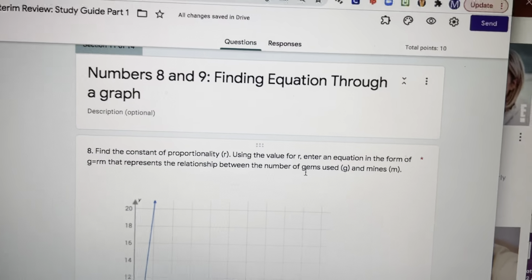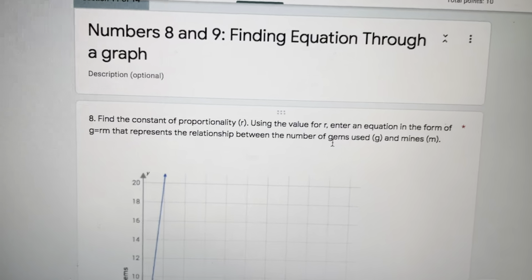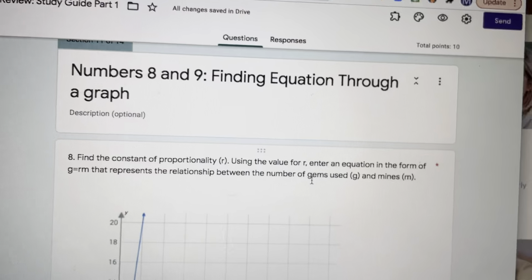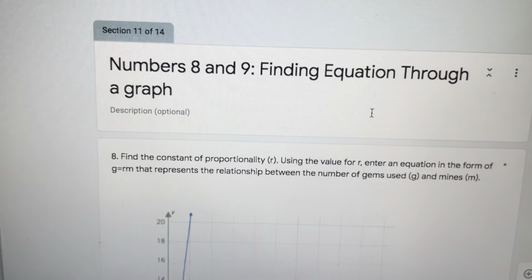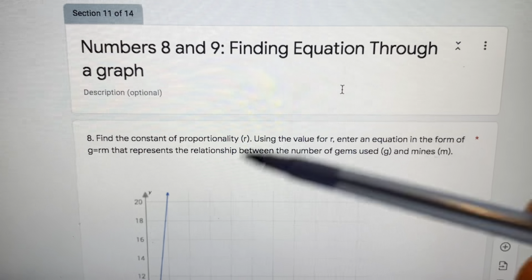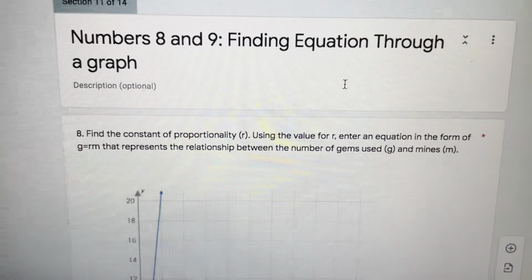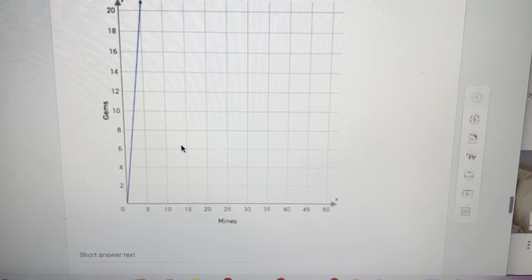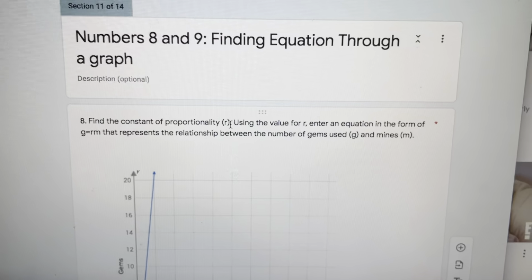So now this is like a huge throwback. This is the constant of proportionality, and some parts of the interim are going to have review from Unit 1. So, what are we going to do? Well, number 8 says find the constant of proportionality.